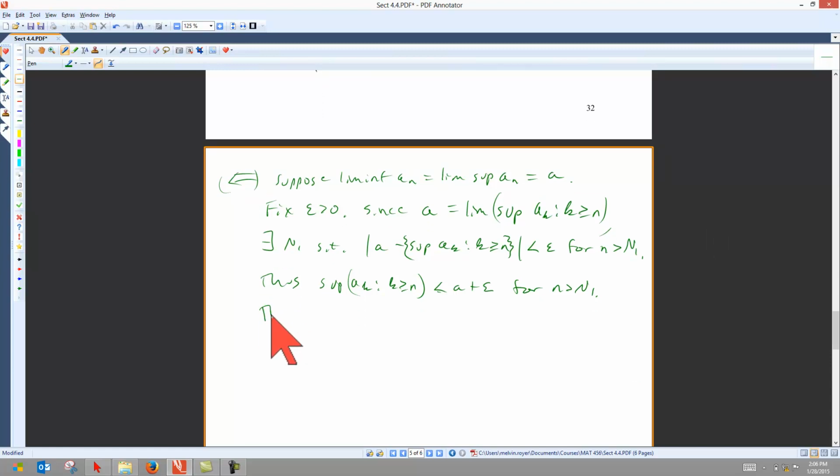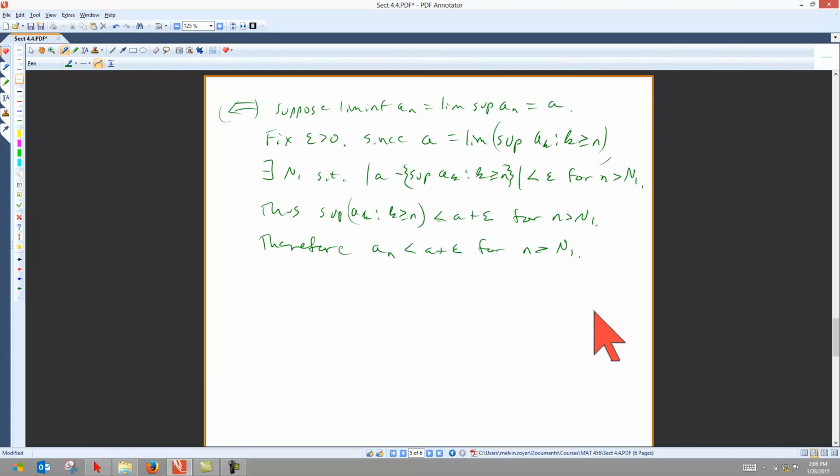And if the supremum of all of these guys way out in the sequence is less than a plus epsilon, each of the terms are. So therefore a_n is less than a plus epsilon for n greater than N1. When I go out far in the sequence, the terms have to be less than a plus epsilon, and then similarly there has to be an N2 so that a_n is greater than a minus epsilon when you're out past N2.